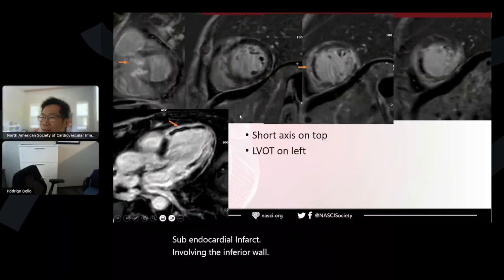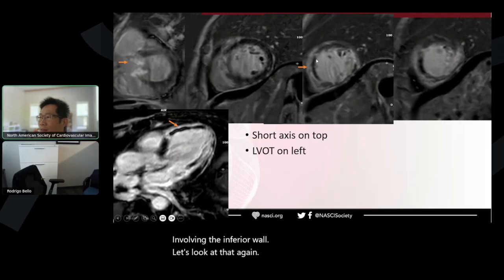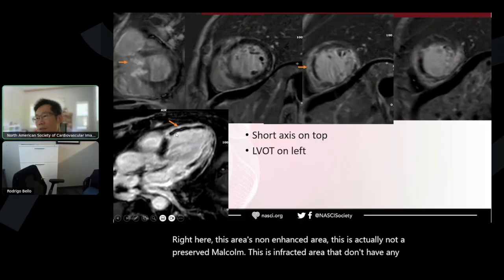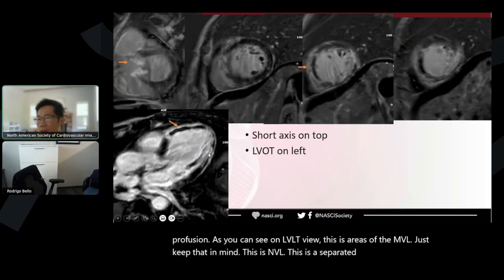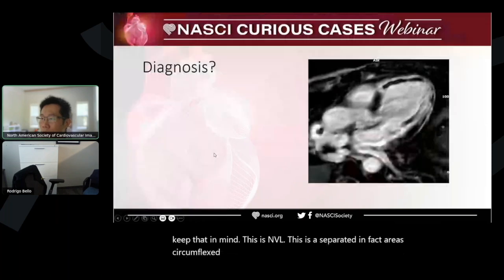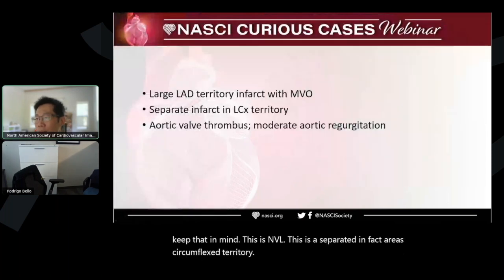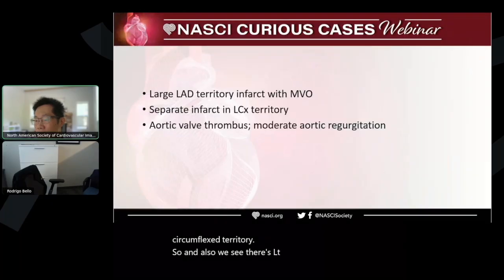Let's look at that again. Just right here, this area is a non-enhanced area. This is actually not preserved myocardium. This is an infarcted area that doesn't have any perfusion. As you can see on the LVOT view, this is an area of MVO. Just keep that in mind. This is MVO. This is a separate infarct area, circumflex territory. And also we see there's LV valve thrombus. We see the LGE, and then there's a moderate regurgitation of the LV valve.